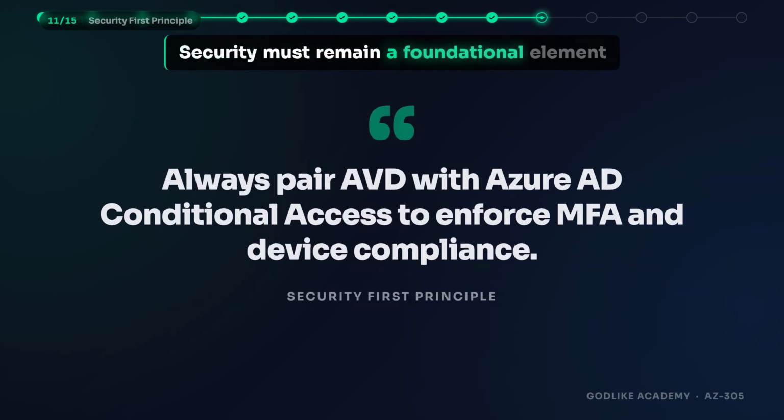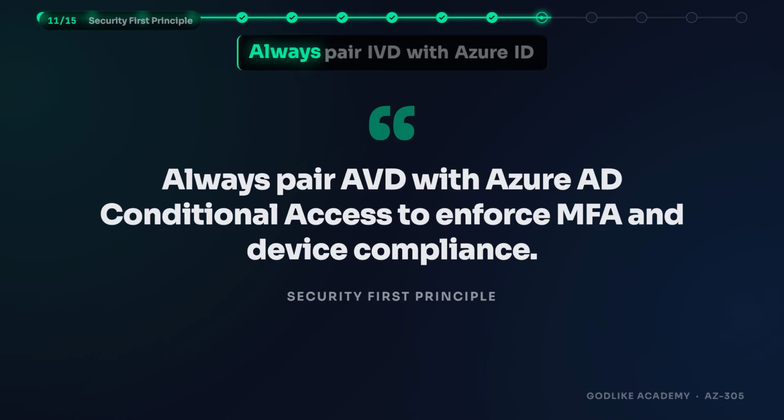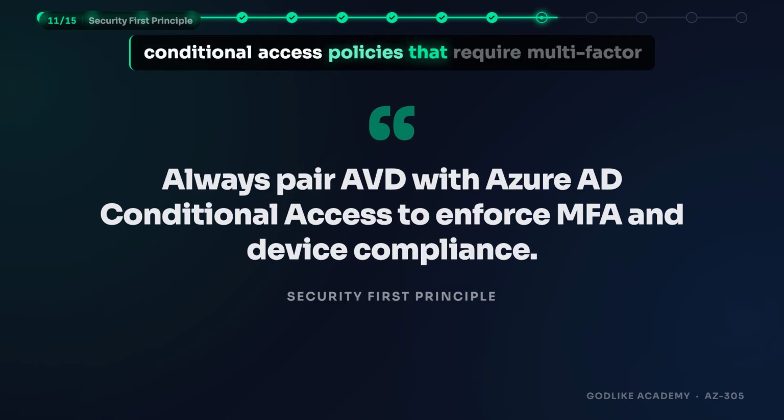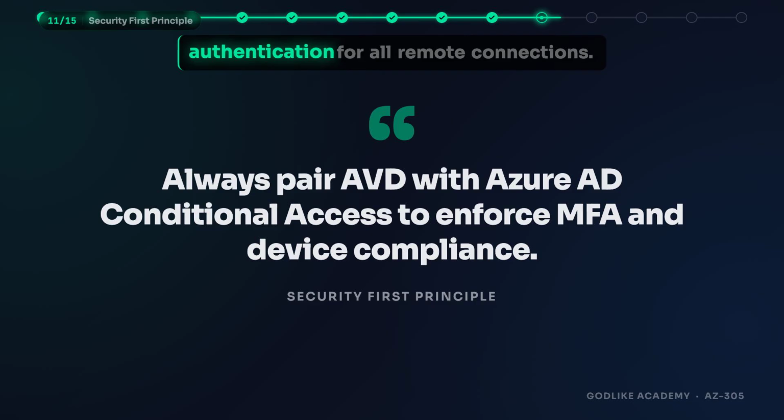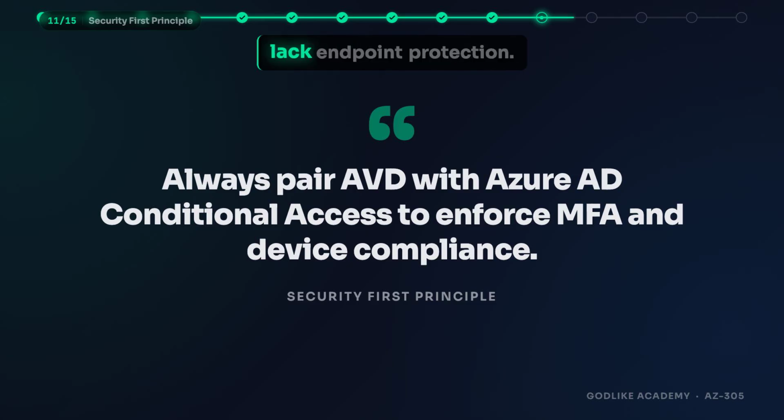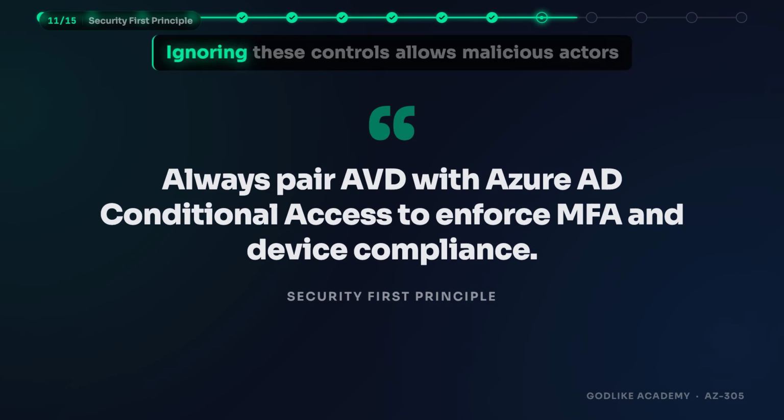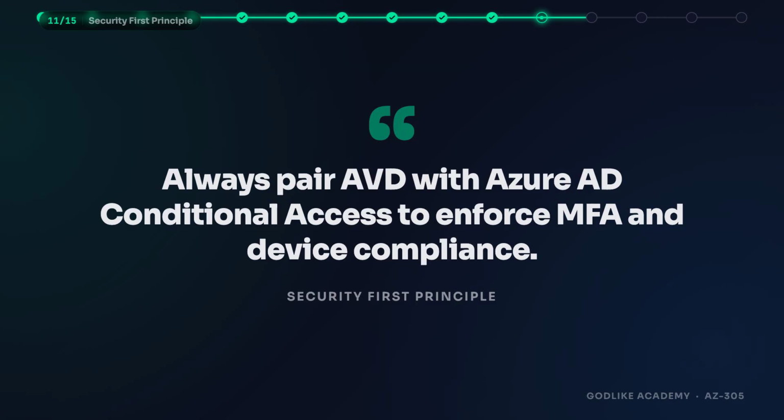Security must remain a foundational element of every architectural decision you make. Always pair IVD with Azure ID conditional access policies that require multi-factor authentication for all remote connections. You must explicitly block access from devices that fail compliance checks or lack endpoint protection. Ignoring these controls allows malicious actors to bypass perimeter defenses and compromise sensitive corporate data.